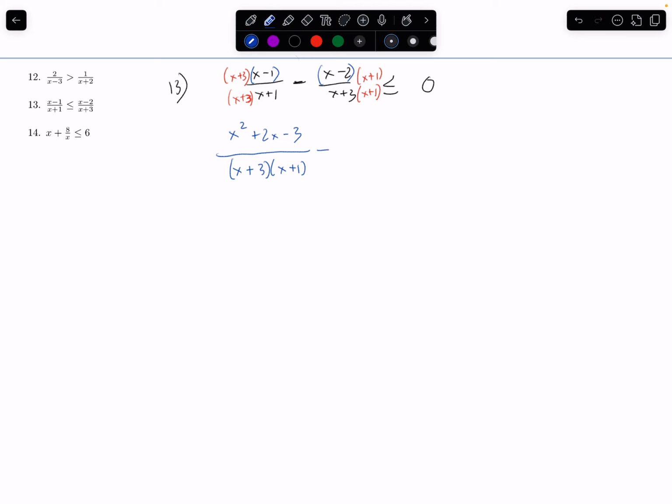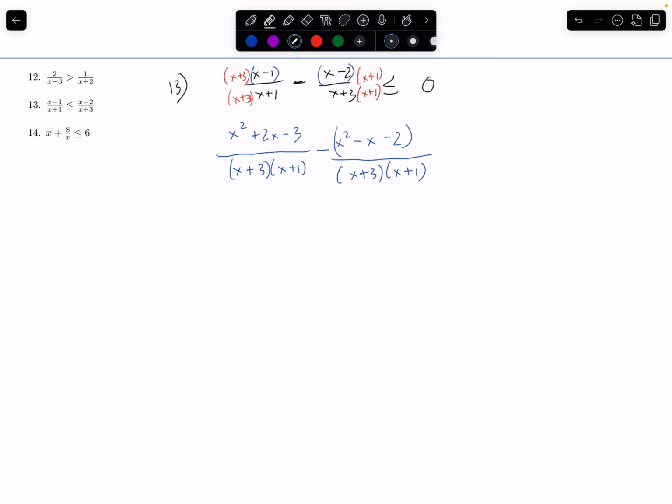Okay, this guy, I'm going to do the same thing here, multiply those guys out. X minus 2 times x plus 1 is going to be x squared minus x minus 2. And keep that in parentheses so you don't mix up your subtraction signs. X plus 3, x plus 1, right? Yeah, that's what it was.